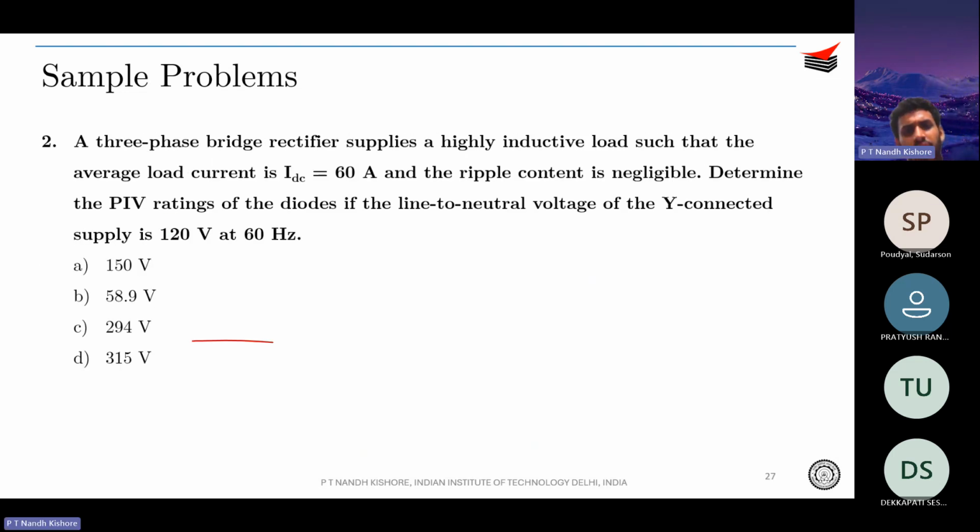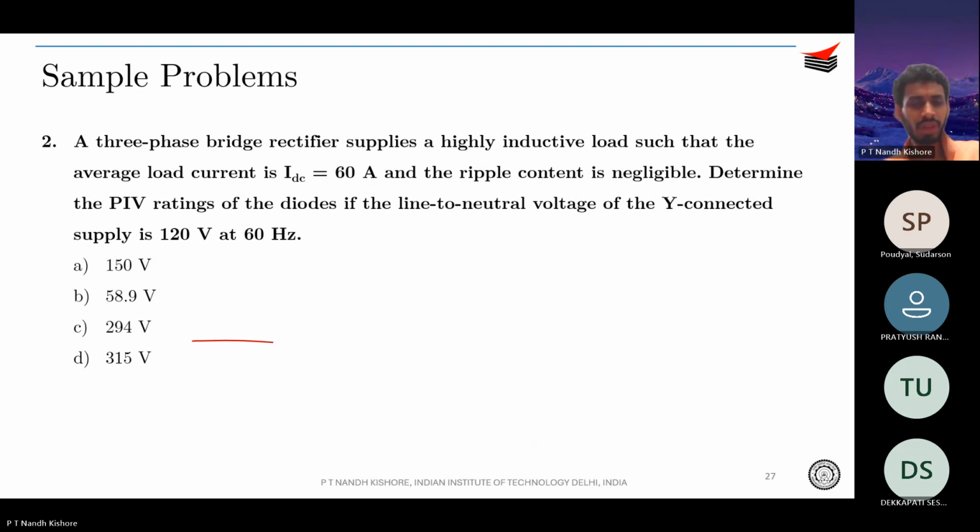Okay, so a three-phase bridge rectifier supplies a highly inductive load such that the average load current is 60 amperes, ripple current is negligible. Determine the peak inverse voltage. PIV is peak inverse voltage, if the line to neutral voltage is 120 volts at 60 hertz.